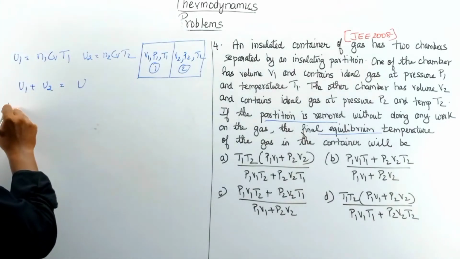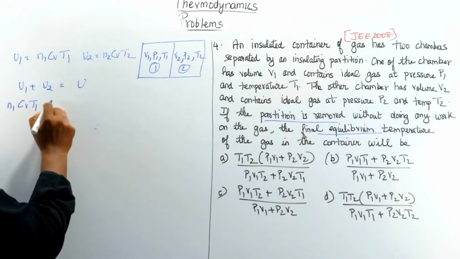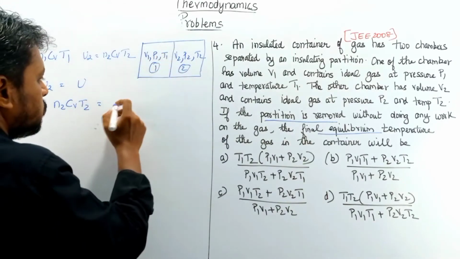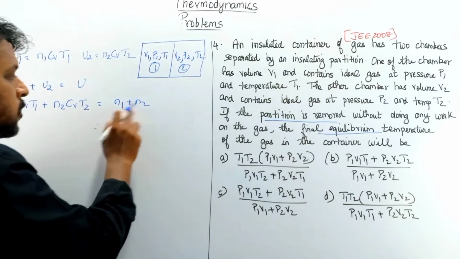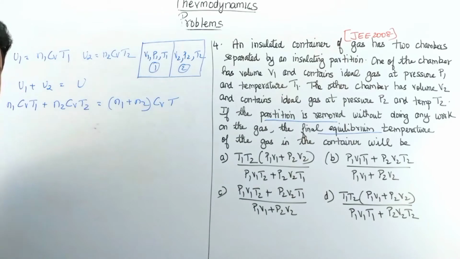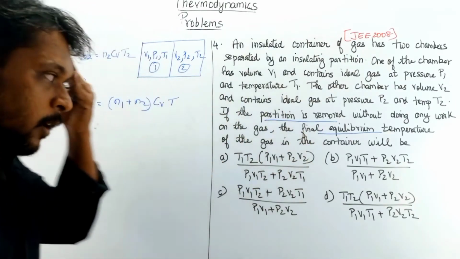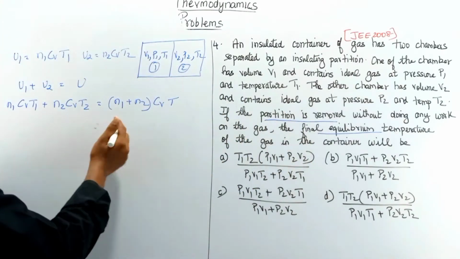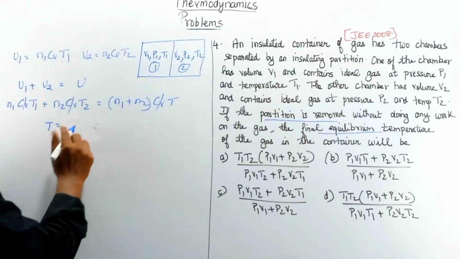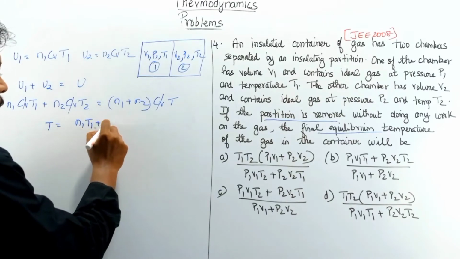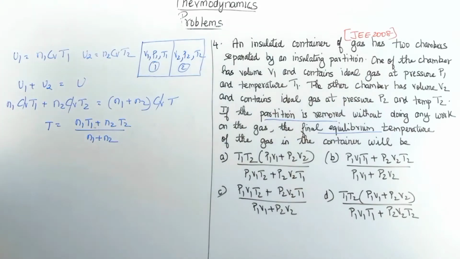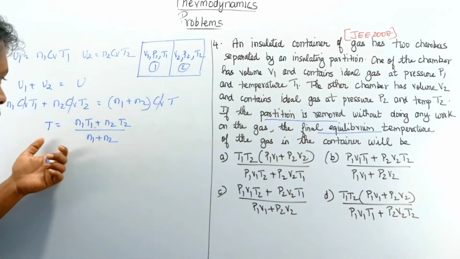So what is U1 here? N1 CV T1 plus N2 CV T2 will be equal to, after the partition is removed, the number of moles will be the summation N1 plus N2, into CV T, the common final temperature T. Now from this, we see that CV is common in all the terms. So T could be written as N1 T1 plus N2 T2 divided by N1 plus N2. This is the expression we have got for the final temperature T.